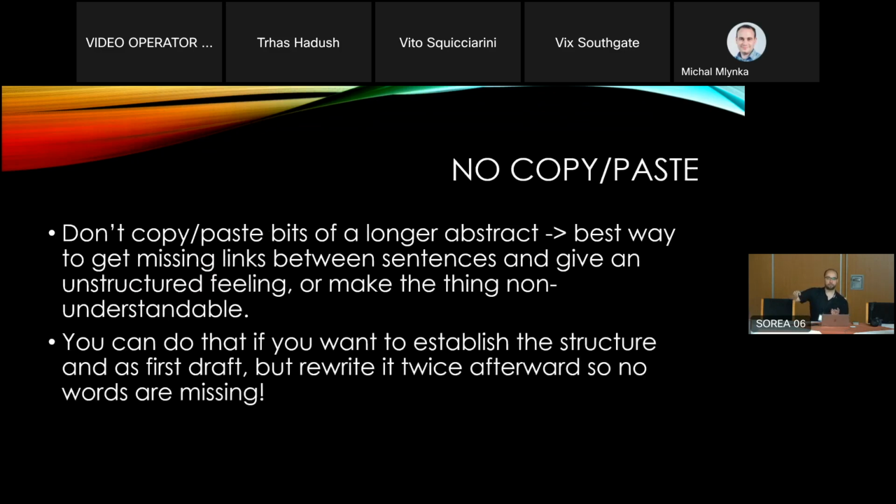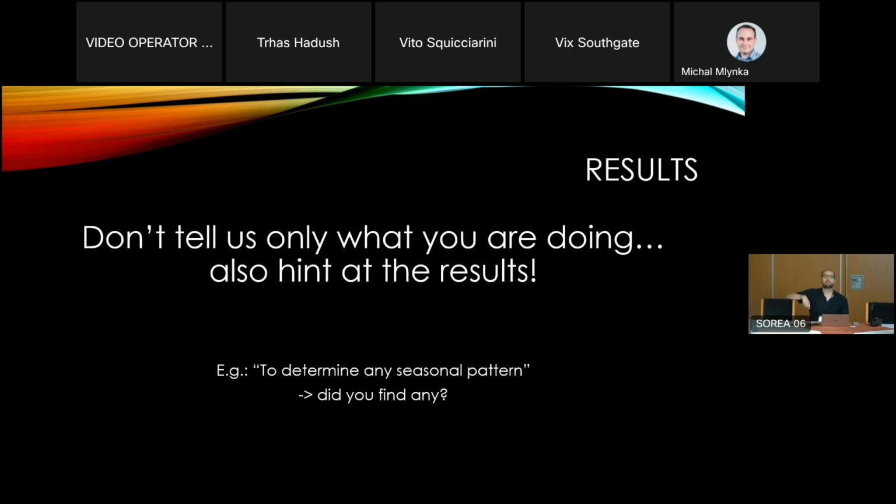And from that point of view, don't copy-paste a long abstract. Usually that's the best way to end up with missing stuff, or a sentence that doesn't make sense because one bit has been removed in the middle. You should write it once and then rewrite it a second time, just to make sure you don't have words missing.